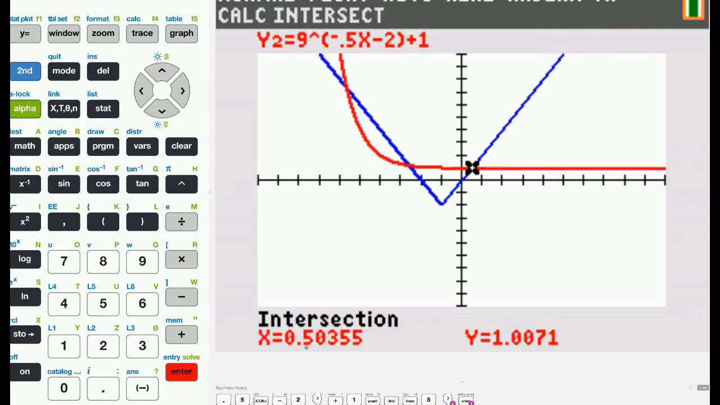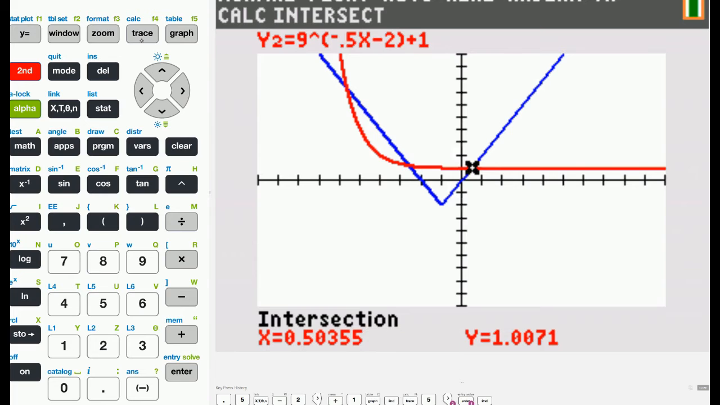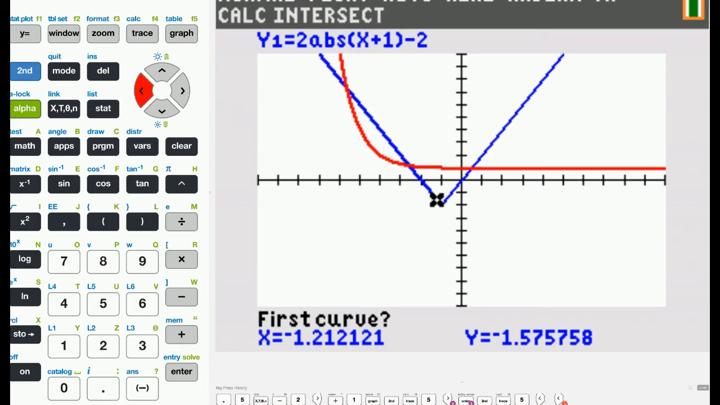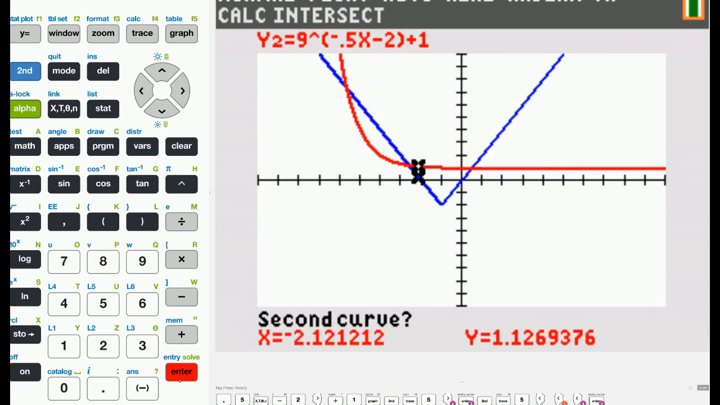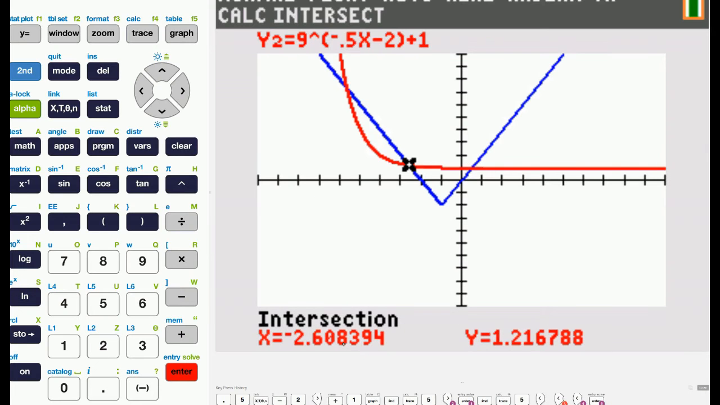So to the nearest hundredth, we only care about the x value here: 0.50, because I'm not going to round up, so 0.50. And we repeat, second trace intersect, scroll over to the next intersection point, enter 3 times, negative 2.60, nope, negative 2.6, look at the next digit that says round up, so negative 2.61, so I'm going to round up there.